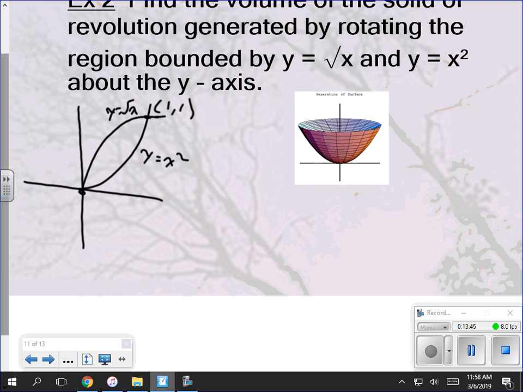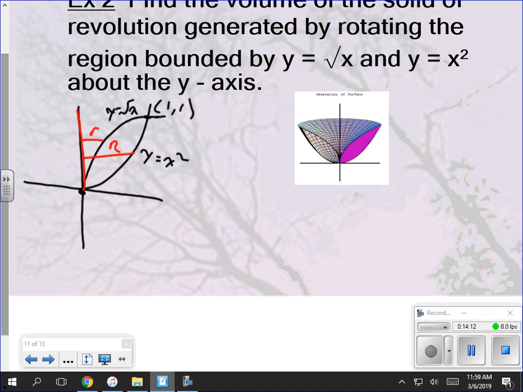What am I rotating about? I'm rotating it about the y-axis. This is my axis of rotation right here. I'm spinning it this way, which means my radii go out in this direction here. Little r, big R are that. My axis of rotation is along the y-axis. This means I have to do it dy, not dx.